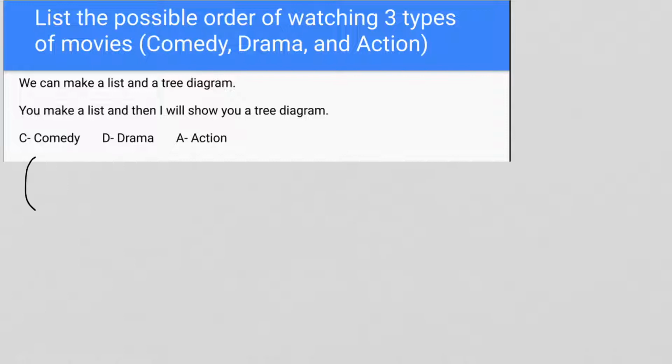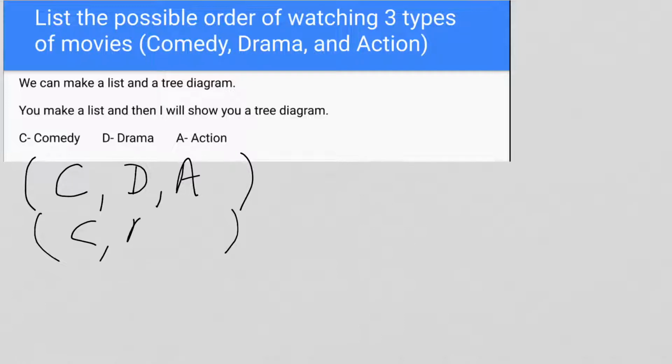So a list means I'm going to be actually putting them down. And I'm going to abbreviate C for comedy, D for drama, and A for action. So one possible combination of viewing these is comedy, drama, action. So I'm separating them by commas, kind of like an ordered pair, but there are 3 different possible things there. So I'm trying to rearrange those 3 possible letters in all possible combinations. So you guys keep going. We have a comedy, action, drama possibility of watching. Then I could watch drama first, comedy, then action.